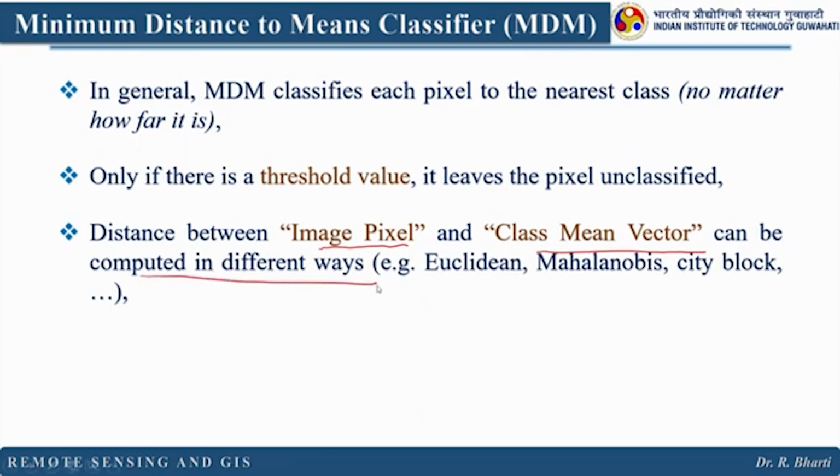Next, the distance between an image pixel and the class mean vector can be computed in different ways, because it can be calculated using Euclidean, Mahalanobis, city block, and there are many distance calculators, right?